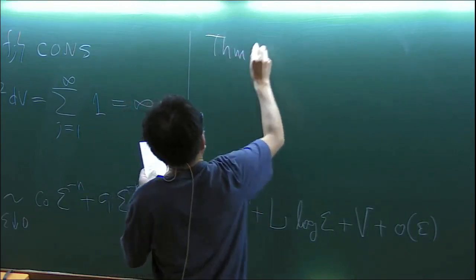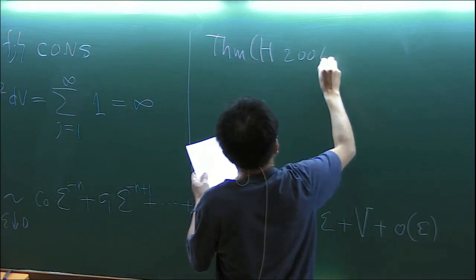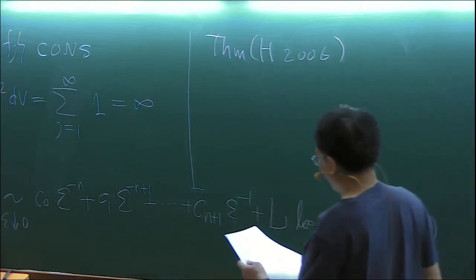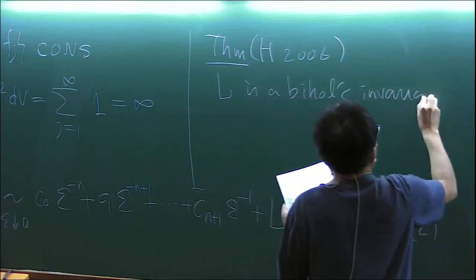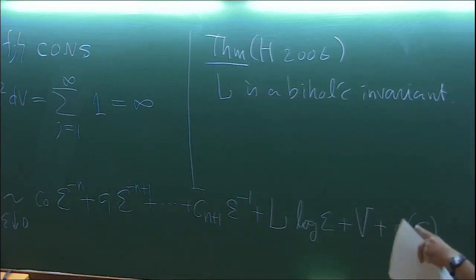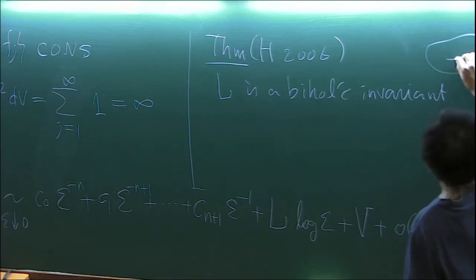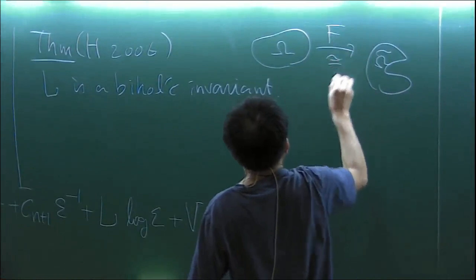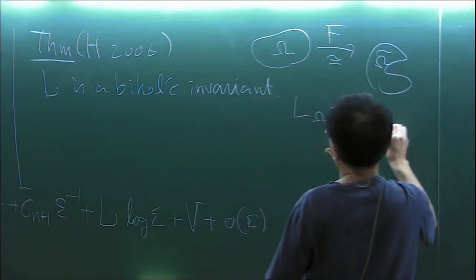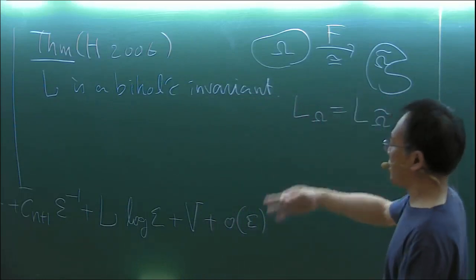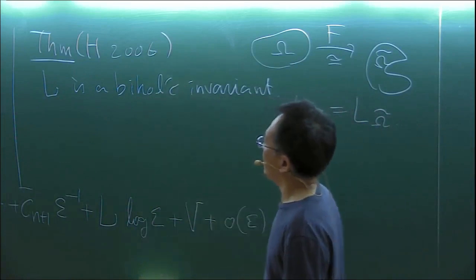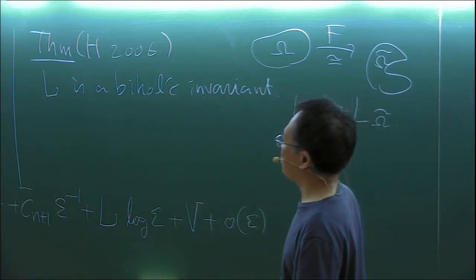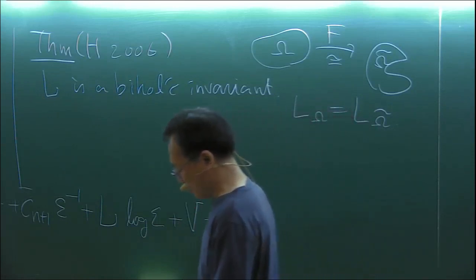So, theorem, this is my theorem, published in 2006, but actually I found this when I was a student. This L is a biholomorphic invariant. This means if you have two domains, omega and omega tilde, and they are biholomorphic, then L for omega equals L for omega tilde. If you do the same calculation, actually in this case, you can choose any defining function and you get the same L. And this should be preserved. It was published in 2006, but it took 10 years or so to publish because I couldn't find a non-trivial example. If this is zero, it's disappointing.